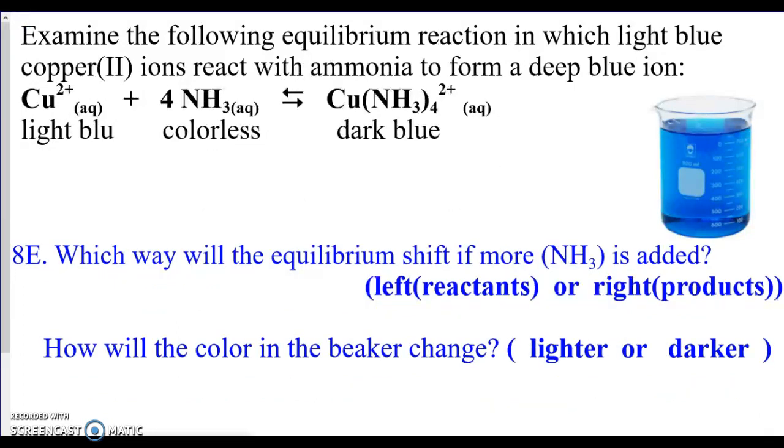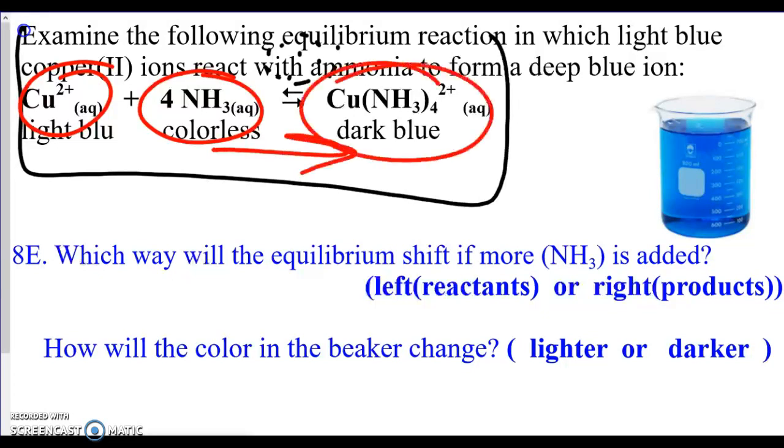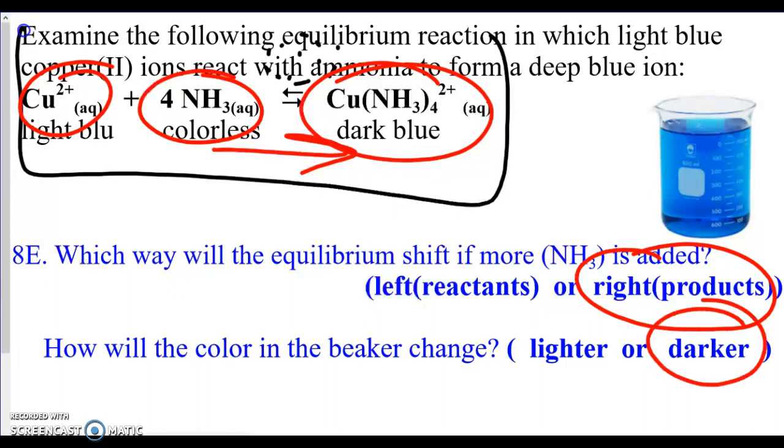Which way will equilibrium shift if more ammonia is added? So again, we have our beaker. We're going to add some ammonia to it. What color will it be? Well, if we add ammonia, that's the stress. It's going to want to get rid of the stress. So the ammonia is going to react with the copper-2 ions, and it's going to produce this complex. So we'll shift to the right, and it will become darker in color.